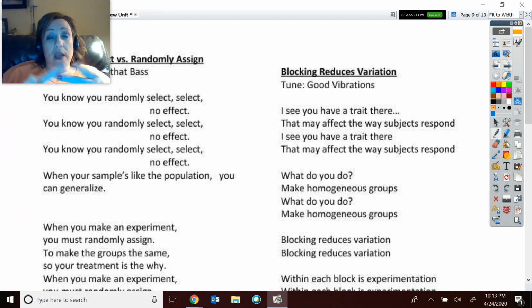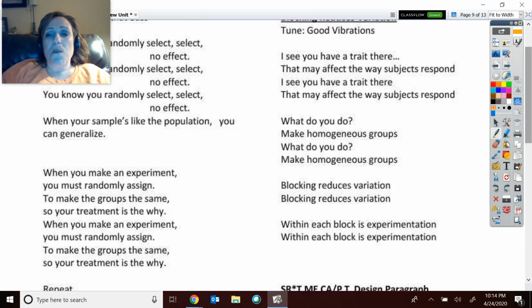And control, randomize, repeat. Control happens first. Block first. Don't randomize into the treatment groups and then block. No. Okay. So what we want to do is make those homogeneous groups first. I'm going to make the homogeneous groups, make them the men, make them the women, or whatever. And then within each block, I'm going to do that experiment.